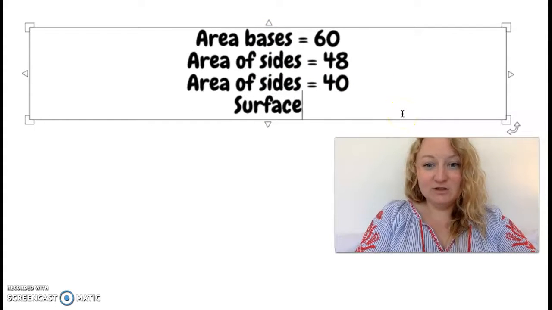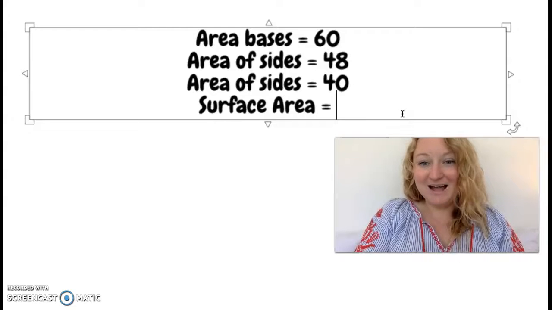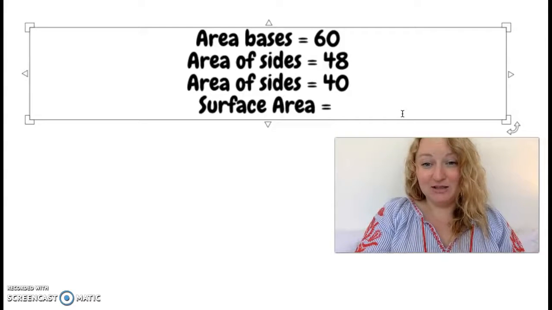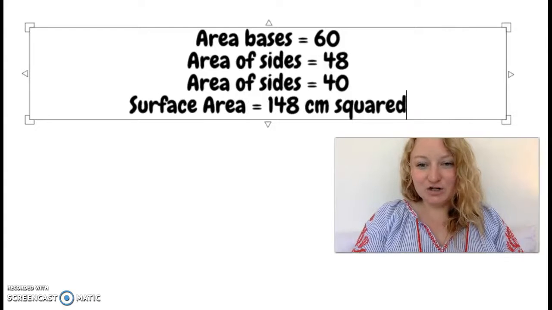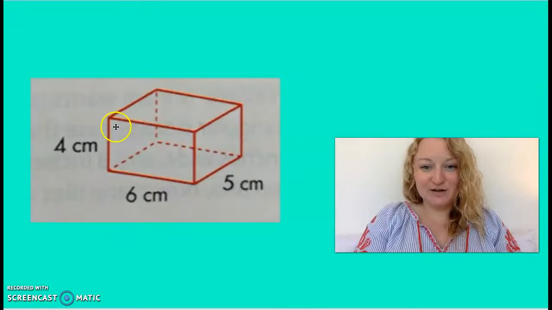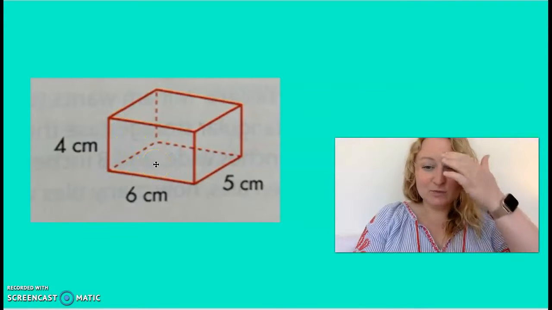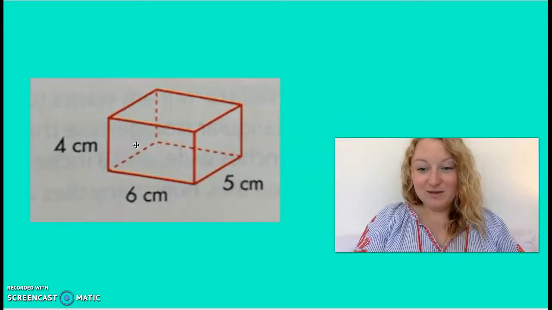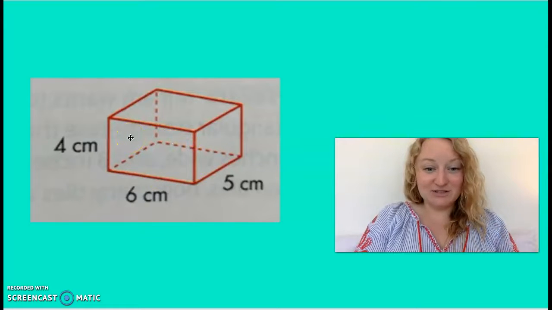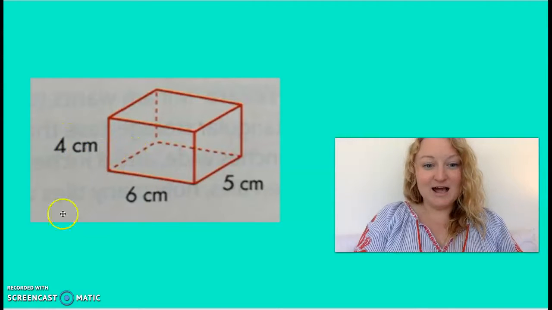And then to find the surface area, I need to add them all up and make sure I label them correctly. When I add them all up, I will get 148 centimeters squared. So my surface area for this rectangular prism is 148 centimeters squared. Again, I found the area of all 6 sides and then added them up. What I did to help me is I found the area of one side and then saw if there were any other sides that were just like it and then multiplied and added along the way.